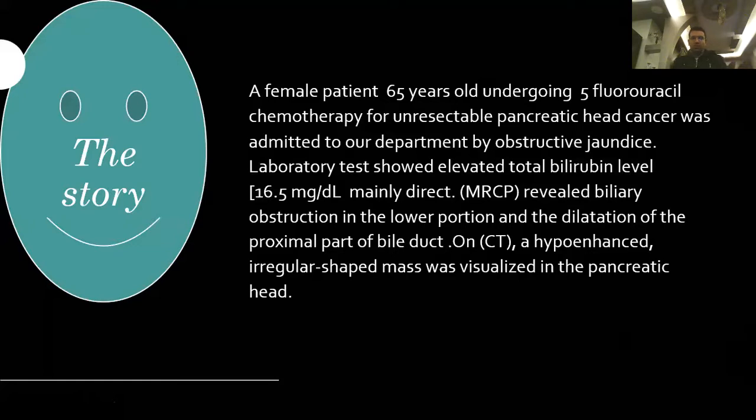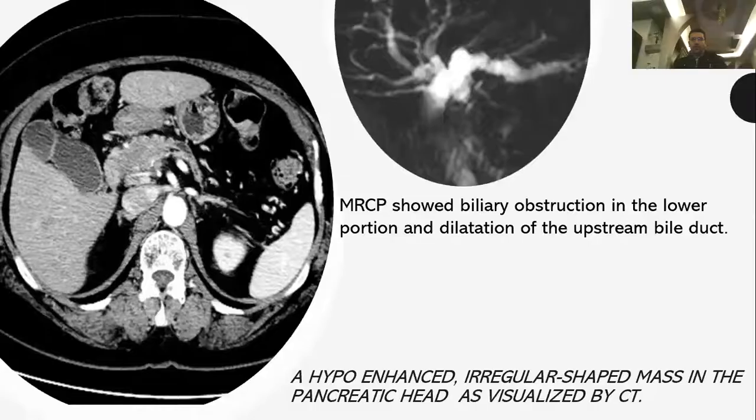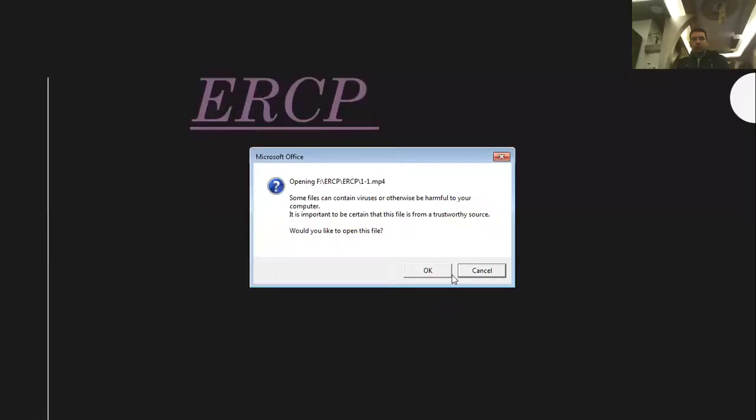On CT imaging, we show that there is a hypo-enhanced irregular shaped mass in the head of the pancreas. If we look at the CT, we found that there is an irregular mass present in the head of the pancreas, and there is a marked dilatation of the intrahepatic biliary channel. We are going to do ERCP for this patient.